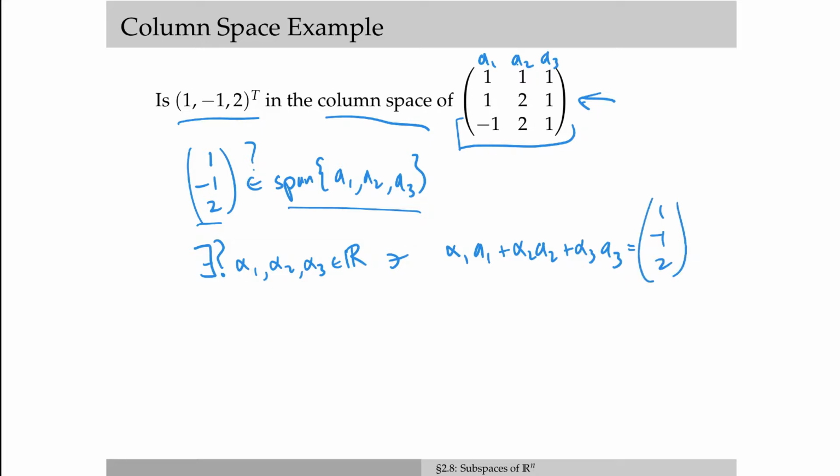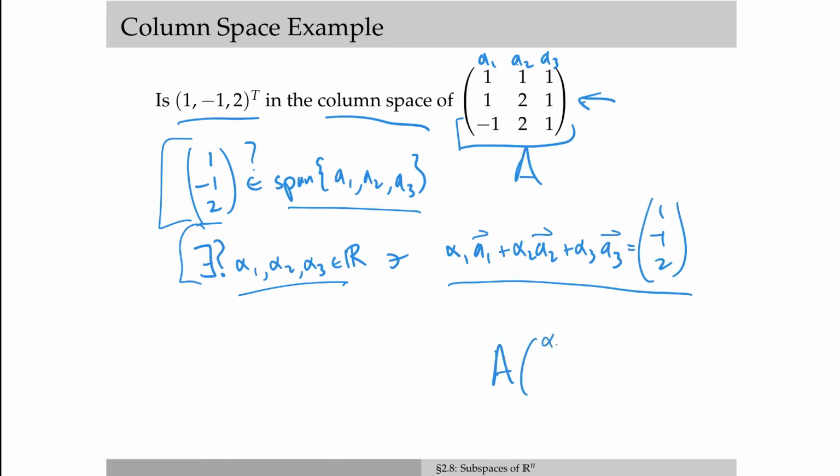Well, going back, this is a vector equation. Every vector equation can be written in augmented form. And so us asking one, is this in the span, two, are there weights that satisfy this, and three is us equivalently asking, does the matrix equation, if I call this capital A, A times (alpha 1, alpha 2, alpha 3) equal (1, -1, 2), have a solution? Well, we know how to do that.